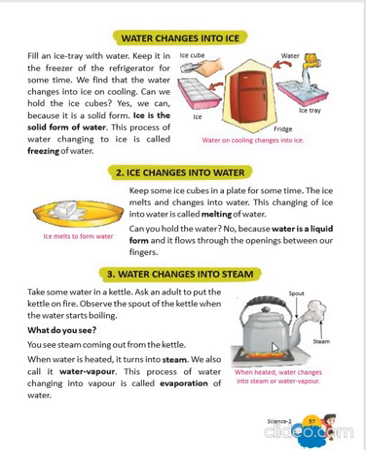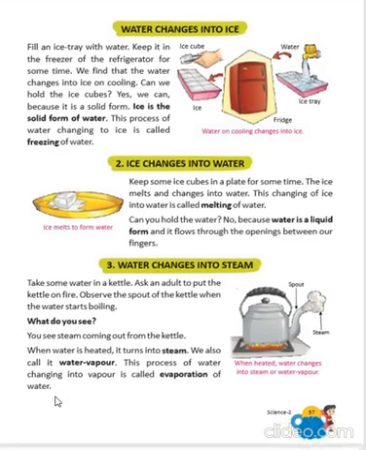Now come to water changes into steam. Put some water in a kettle and ask your adult to put the kettle on fire. What do you observe? The water starts boiling and you see some steam coming out from the kettle. So when water is heated, it turns into steam. We call it water vapor. This process of water changing into vapor is called evaporation of water.